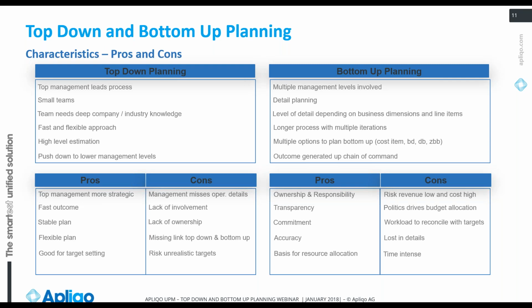But there is always a risk, I think everybody knows this, that the organization tends to plan the revenue a bit lowballing and the cost a bit highballing. So you need to manage this. Quite often also the politics drives the budget allocation because more people are involved, and every department owner is driving for more budget in certain areas. It's a bigger workload to really reconcile the data with the targets.